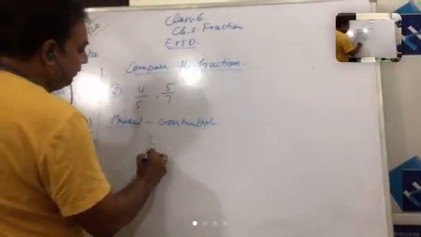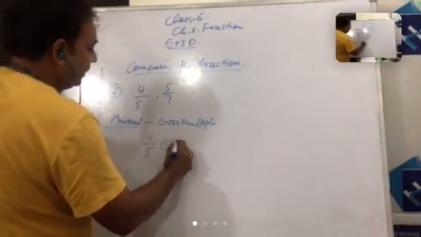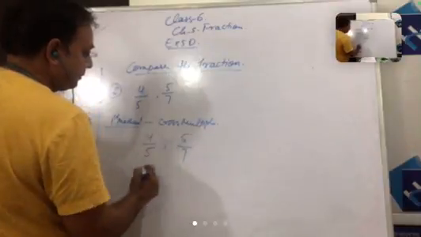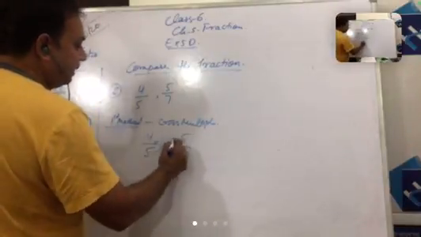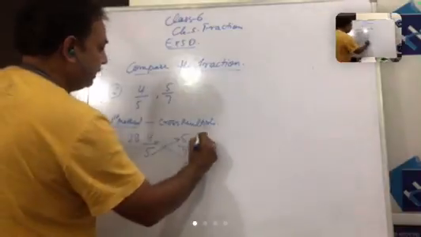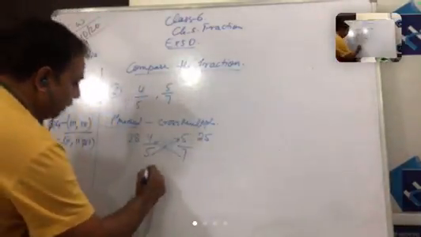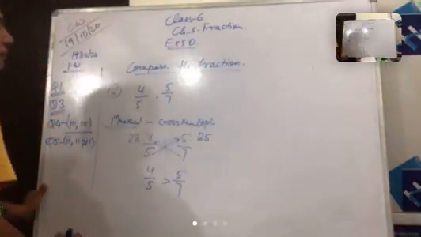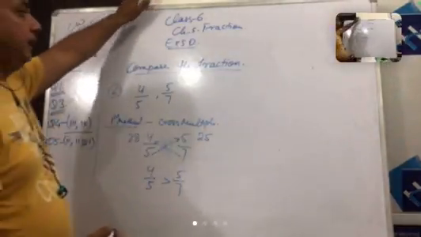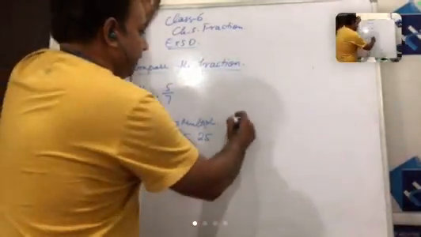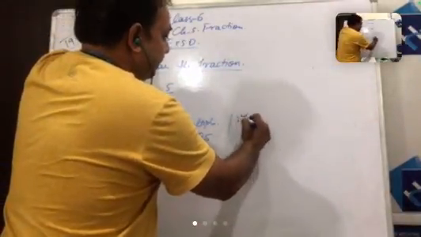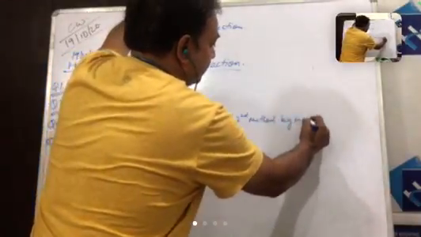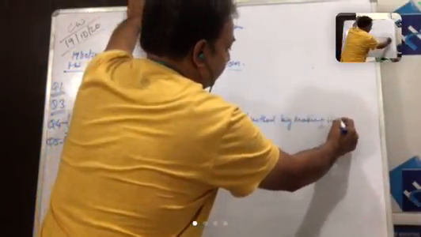You just write here 4 upon 5, and this 5 upon 7. Then cross multiply: 7 fours are 28 and this is 25. So you can write 4 upon 5 is greater than 5 upon 7. Now the second method is by making like fractions.